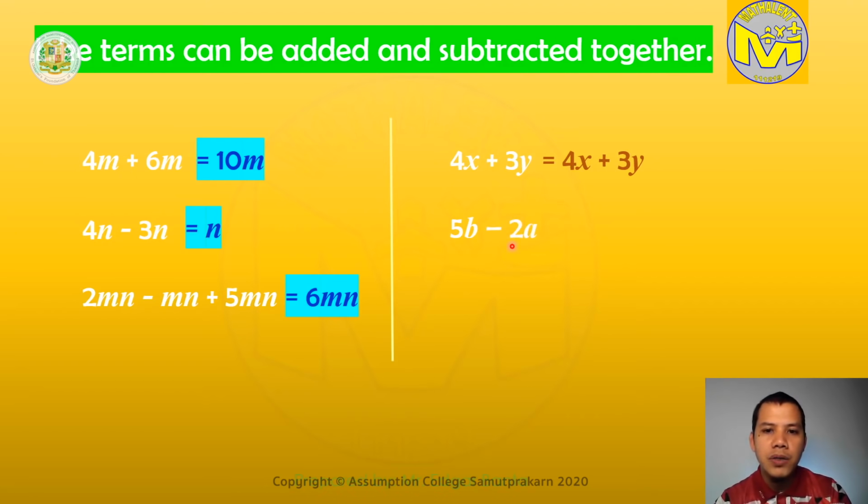Next, 5b minus 2a. Can we subtract 5 minus 2? Cannot, because they have different variables b and a. So we cannot subtract them together. So the answer is the same. 5b minus 2a. So that's how we can add and subtract like terms.